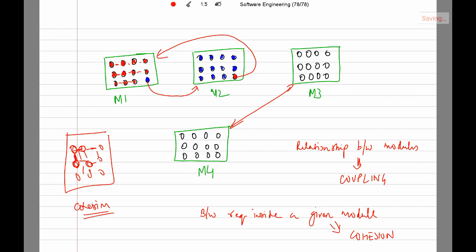So good high cohesion is good for your modular design, right? Low coupling is good for your modular design. Why is low coupling good for your modular design? Because two different modules should be independent of each other. That means they should not have a very strong connection. If you have a strong connection between two different modules, that means those modules are not modular. That means one module is dependent on the other module.